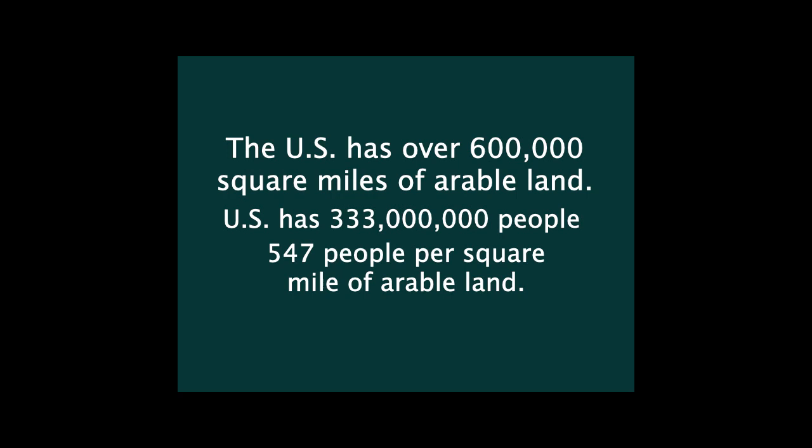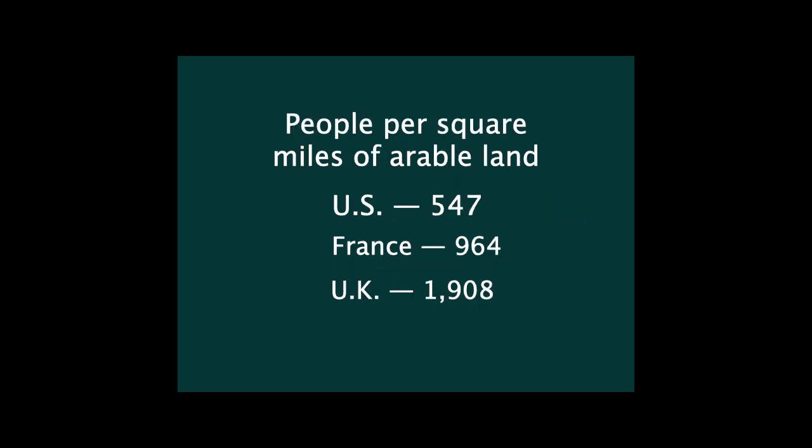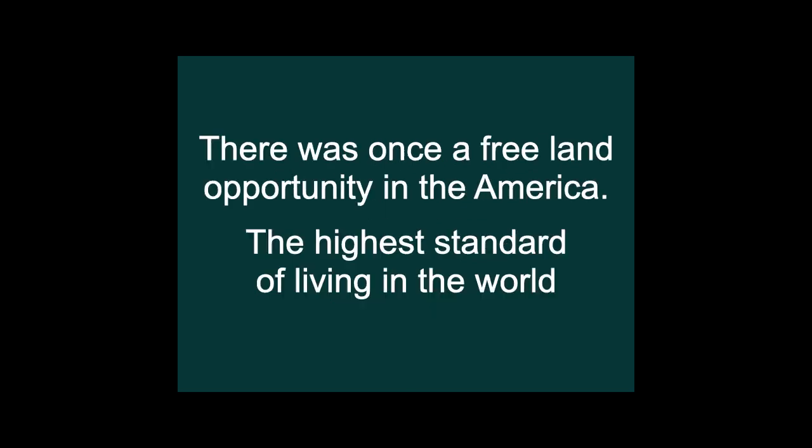Nonetheless, we have 333 million people, and that comes out to 547 people per square mile of arable land. Now, to put this in perspective, France has 964 people per square mile of arable land. The United Kingdom has 1,908 people per square mile of arable land. America is very sparsely populated.